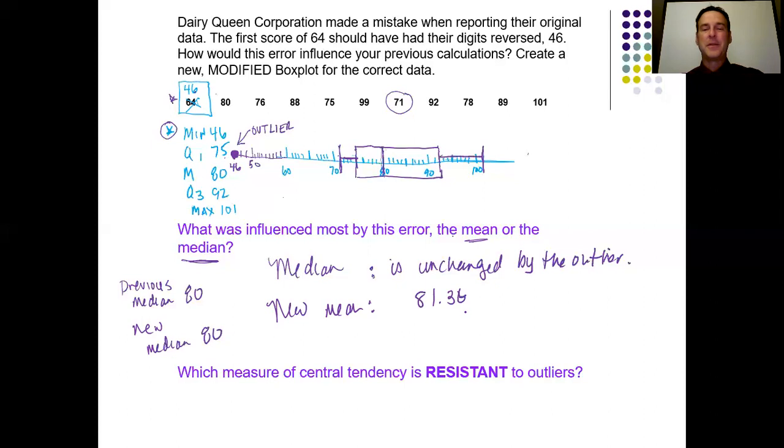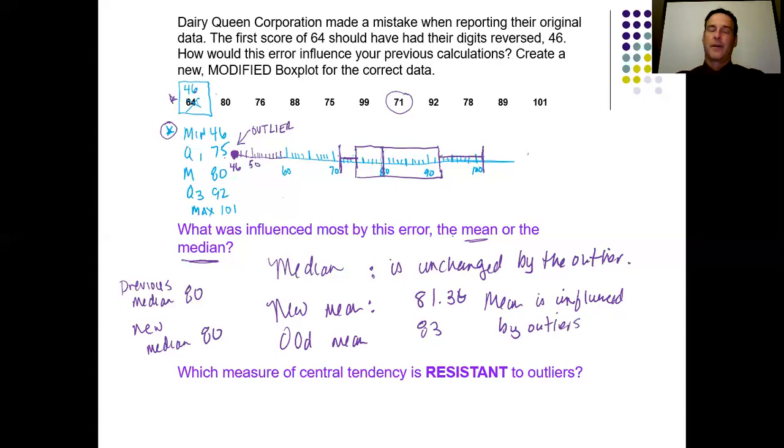Okay, and the mean that I had before was, I think, 83. Okay, the old mean from what we did earlier was 83. So was the mean affected by it? Yes, the mean is influenced by outliers. Okay, so mean is always influenced by outliers, median is typically not. In fact, I would just say they're not.